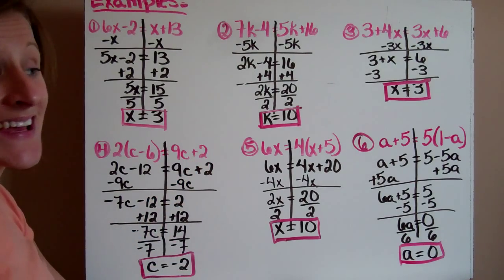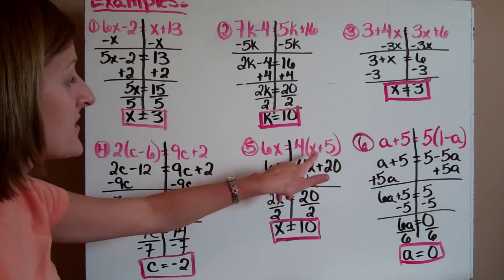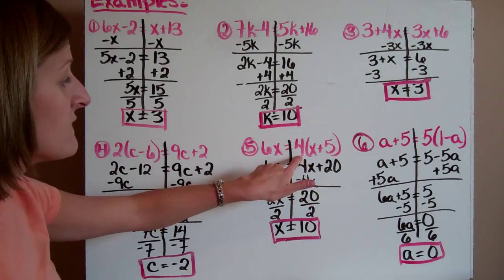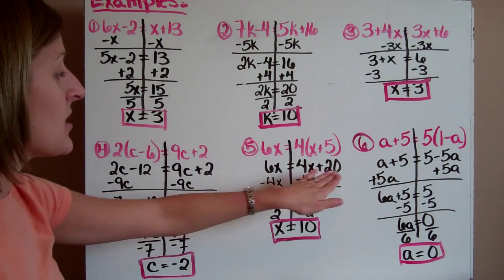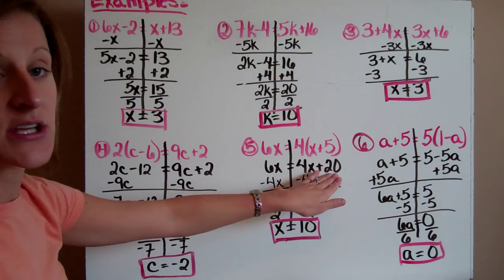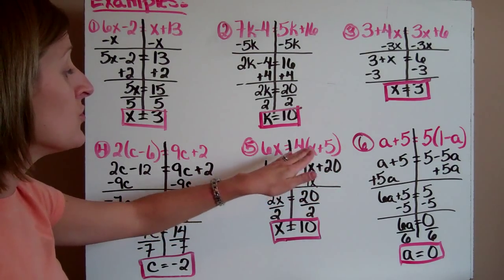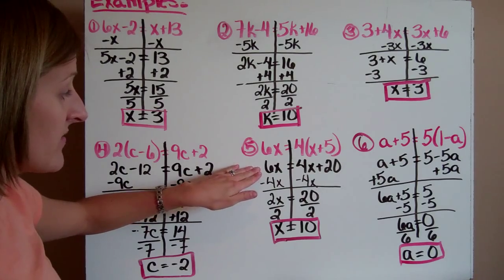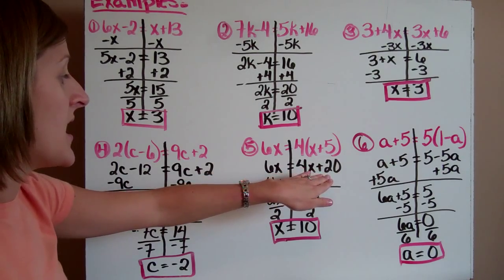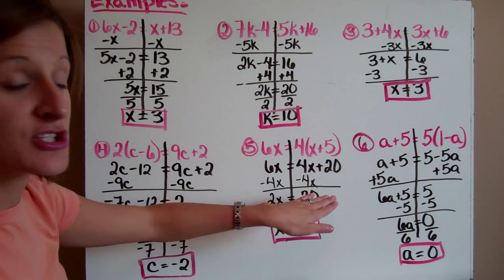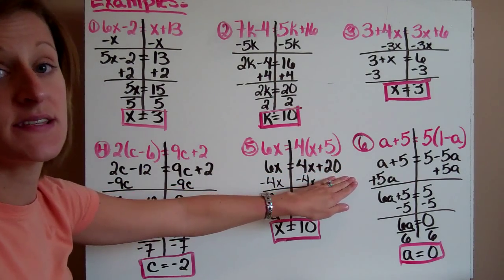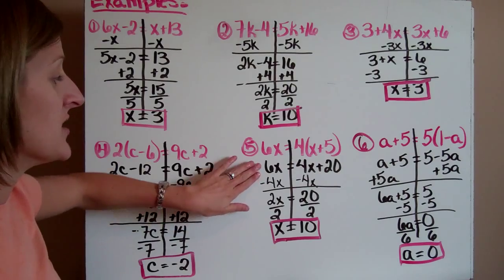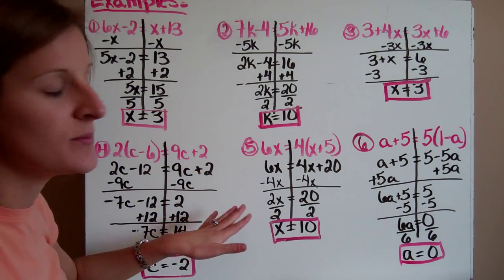Number 5, again, I need to distribute. So 4 times x is 4x. 4 times 5 is 20. Now, variables on both sides of the equation. Now, when you only have 6x on this side, and that's it, and you have a variable also on this side, what you need to make sure is you move your variable from this side over here to this side. It'll make things a little bit easier.